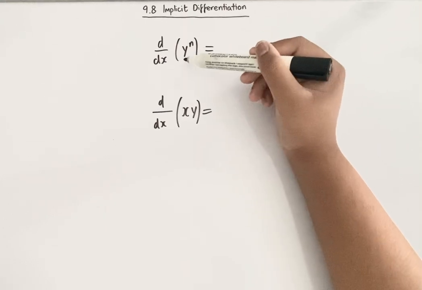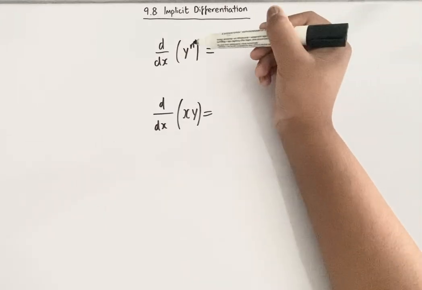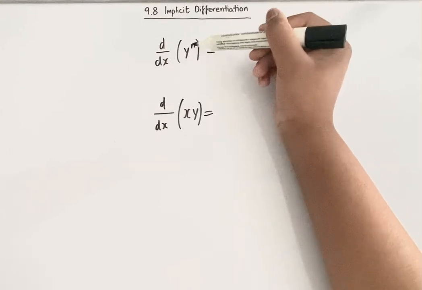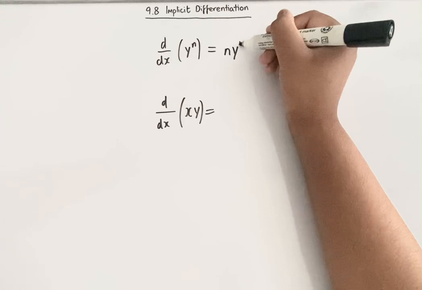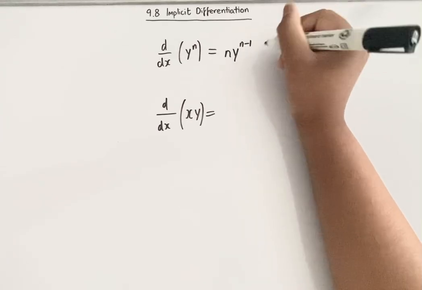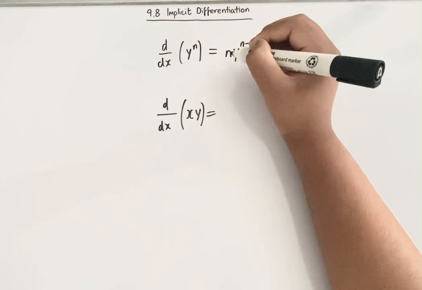The derivative of y to the power of n with respect to x is, using the rule we just learned, differentiate this with respect to y. So let's bring the n down, multiply by y, reduce the power by 1, but then we multiply this by dy over dx. That's the first result.